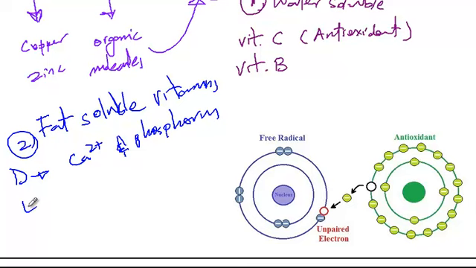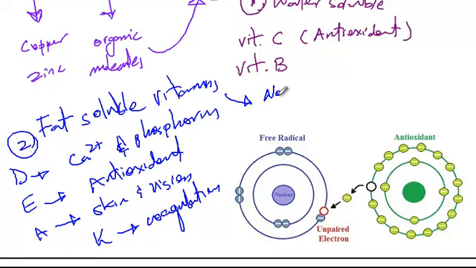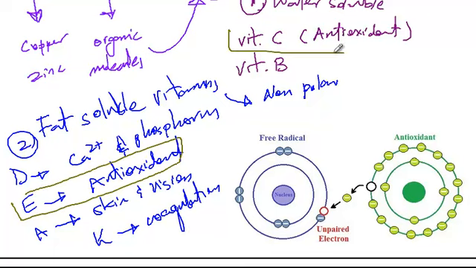We can have vitamin E, which is similar to vitamin C, is an antioxidant. We can have vitamin A, which is required for our visual function, as well as for differentiation of epithelial cells, so skin and vision. And then lastly, we can have vitamin K, which is required for our coagulation reactions. Now, the reason these vitamins are fat soluble is that they have a high proportion of hydrocarbon, and therefore they are non-polar.